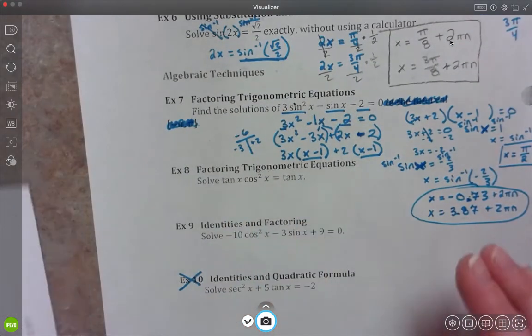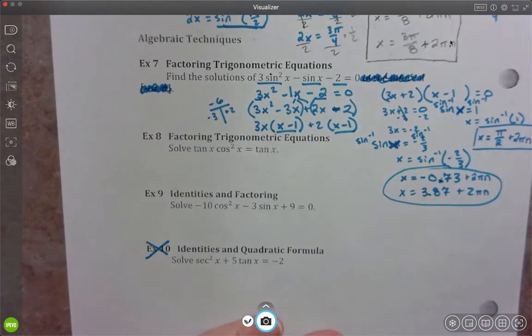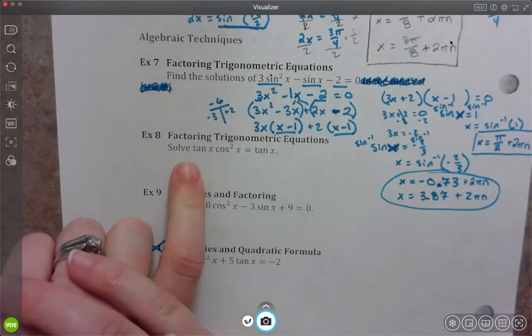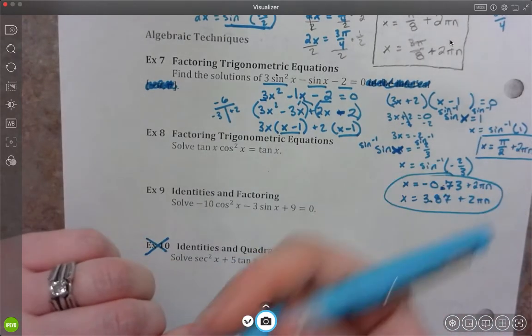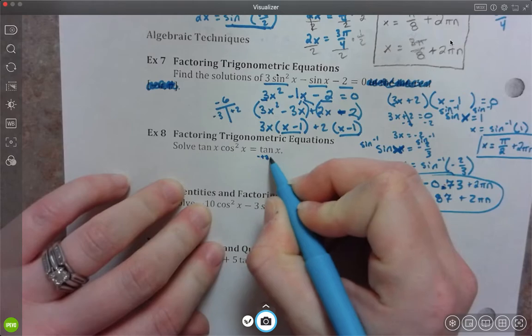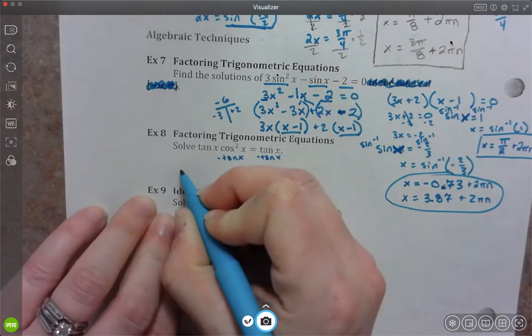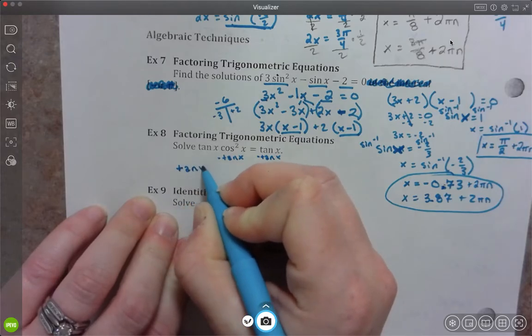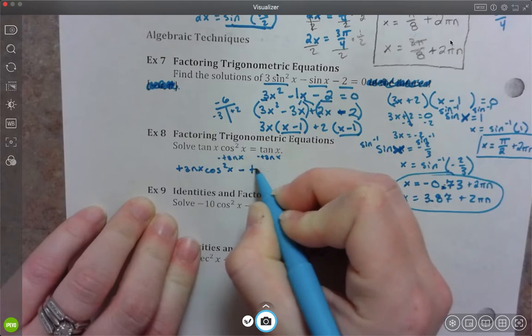Example 8 is solve this equation here. So I have a tangent on both sides, but I don't want to just divide it out, because then that will get rid of the tangent entirely. So what I'm going to do is subtract this tangent and get everything onto one side. That will look like tangent x cosine squared x minus tangent x equals 0.